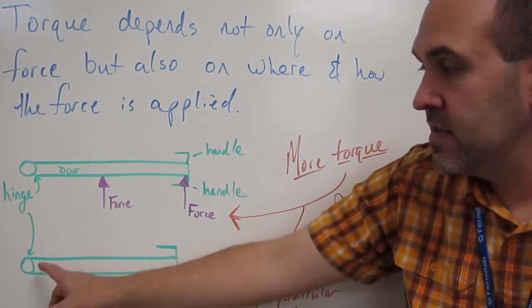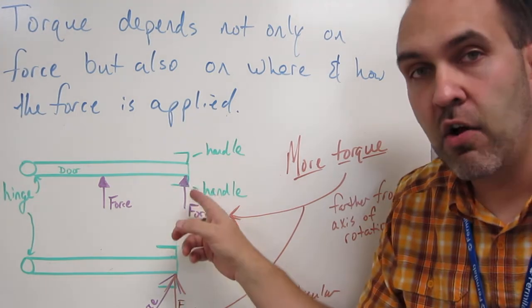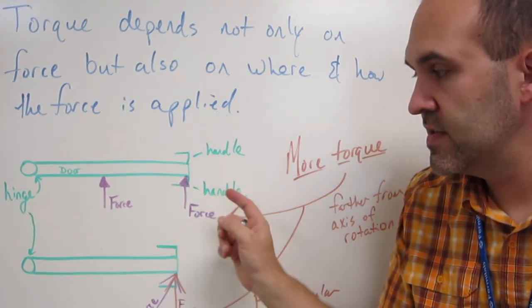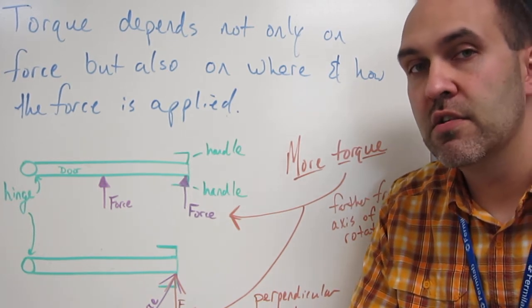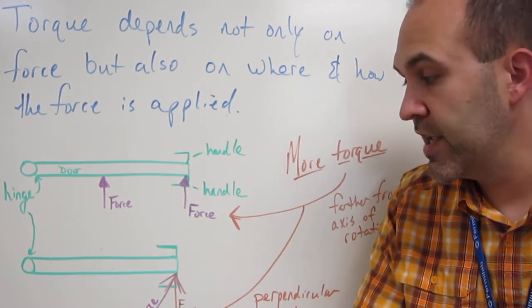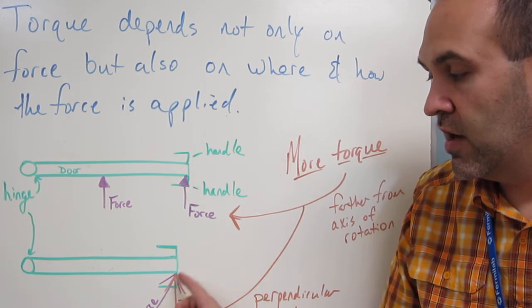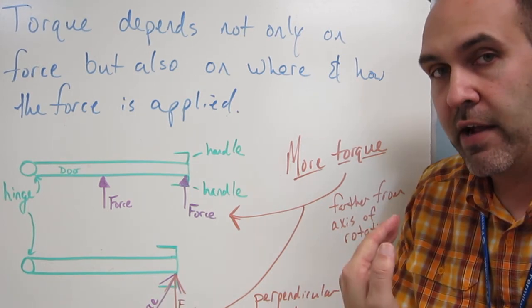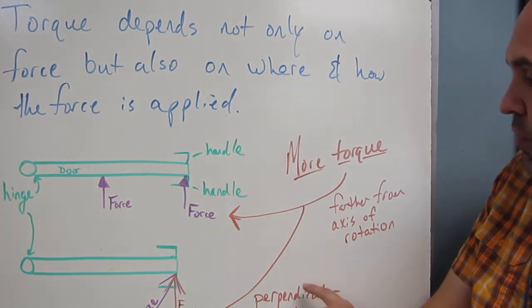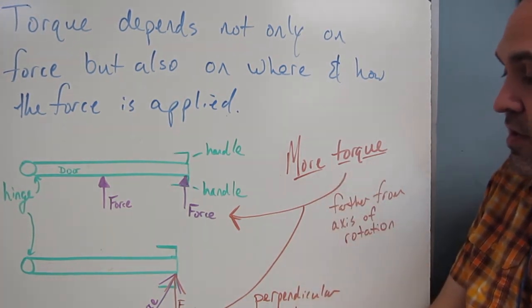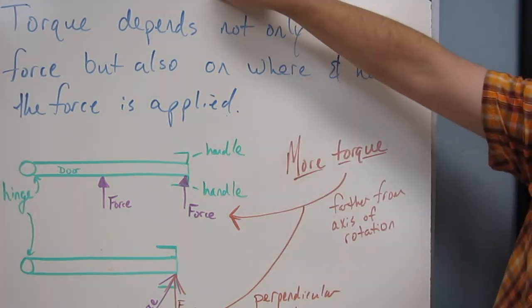The second thing is, even if we apply the force out here, far from the hinge, far from the axis, we also get more torque if we apply the force perpendicularly to the door, at a 90-degree angle. We get less torque for the same force if we apply it at some angle other than 90 degrees. So more torque if the force is applied perpendicular to the door.